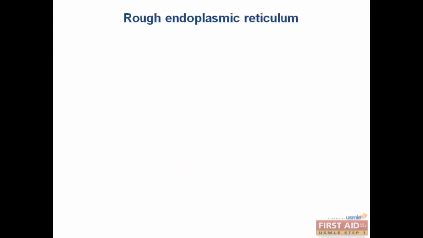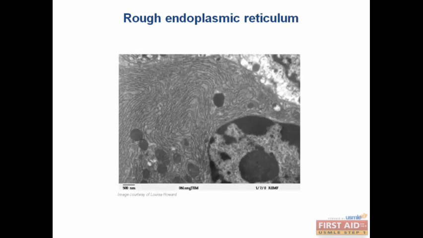Okay, we're going to switch gears now and talk about the different parts of the cell. We'll start with the rough endoplasmic reticulum, or RER. The rough endoplasmic reticulum is endoplasmic reticulum that's covered with ribosomes. This gives it a rough appearance under electron microscopy. Here's a scanning electron micrograph showing some rough ER, and I want to point out that it's generally found near the nucleus, which is this round object here.